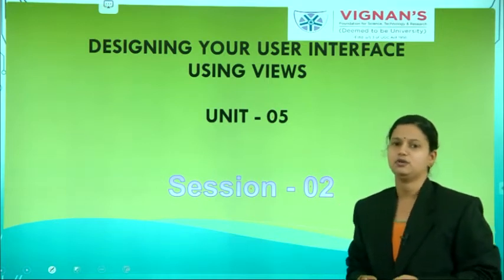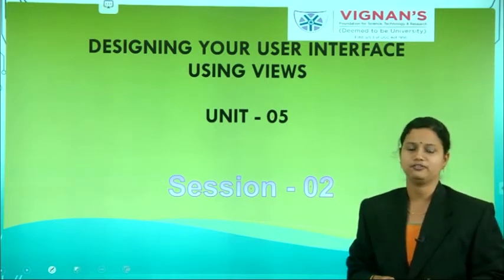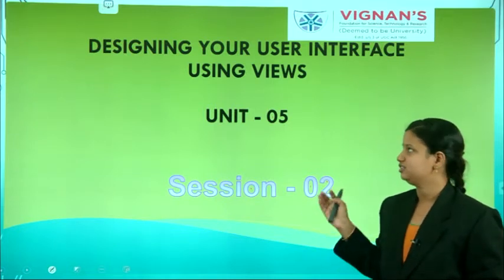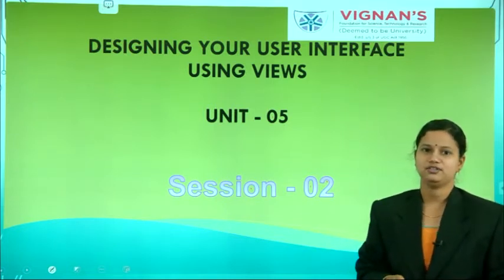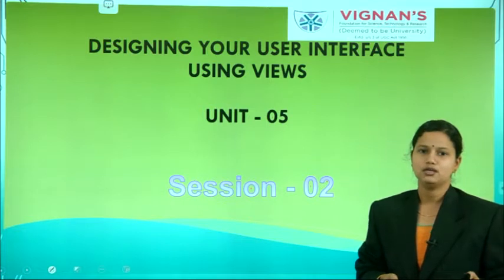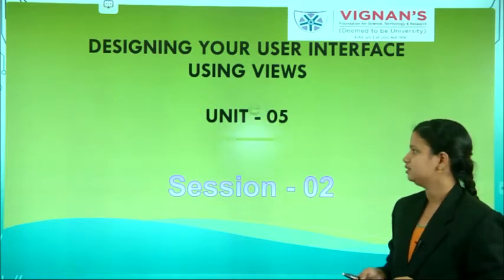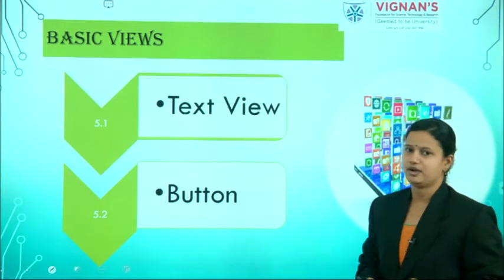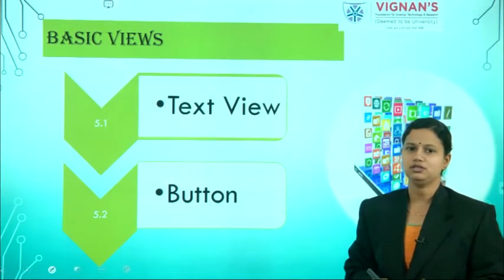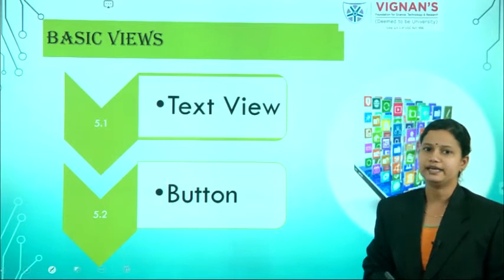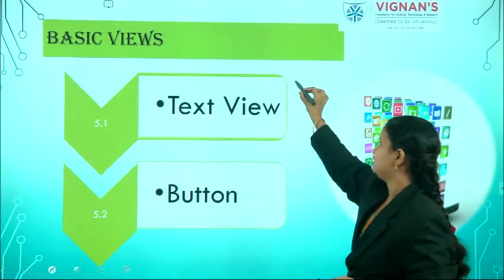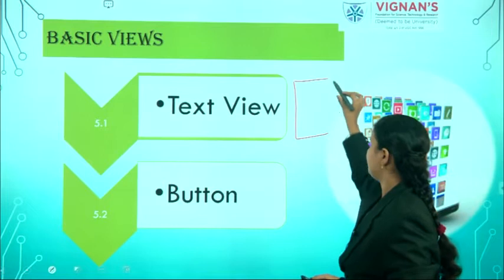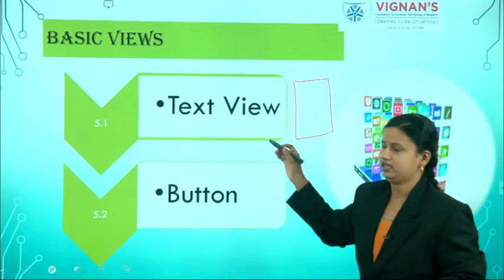In this session, we have to learn the second concept of Unit 5. So, Unit 5 is named Designing of User Interface with different views. As we have already seen, the first concept is text view. What is a text view? It is nothing but something that displays a message to the user on the user interface. While we observed, we were explaining the concept of how to display a text view.